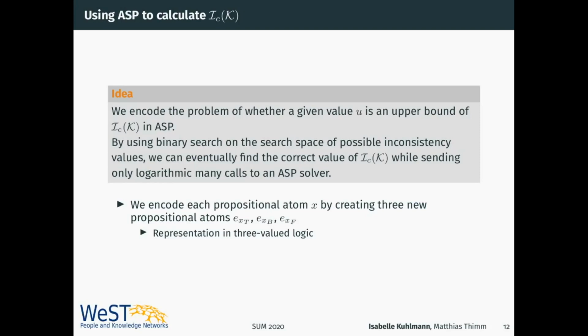So how do we encode the problem of deciding whether a value is actually an upper bound for the contention measure in ASP? Well, we start by introducing some new propositional atoms for the answer set program. And essentially for each atom X, we create three new ASP atoms, and we call them EXT, EXB, and EXF. So we have one atom for each truth value. We also create such atoms for formulas and for subformulas.